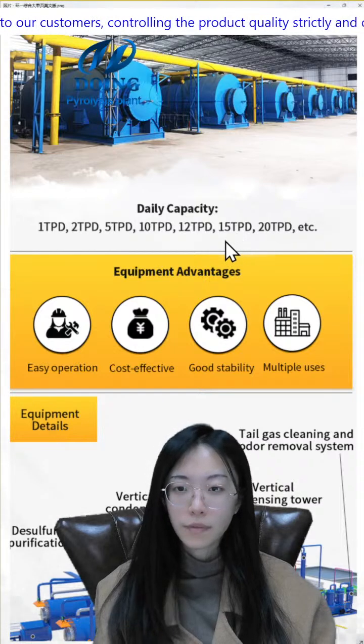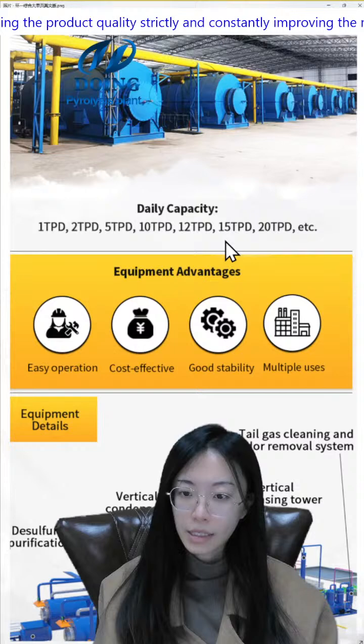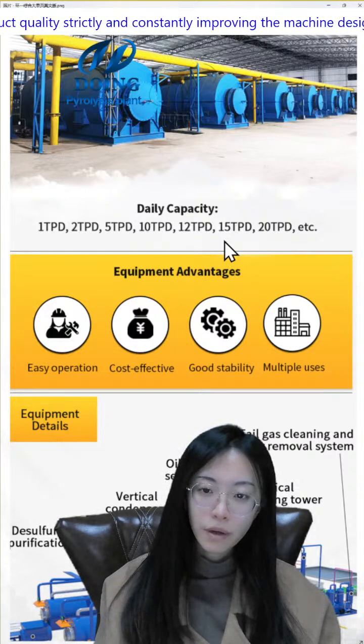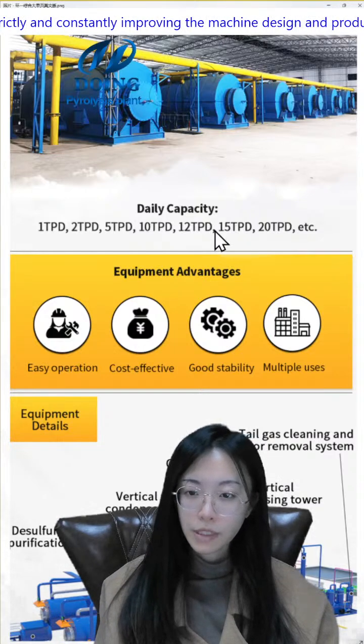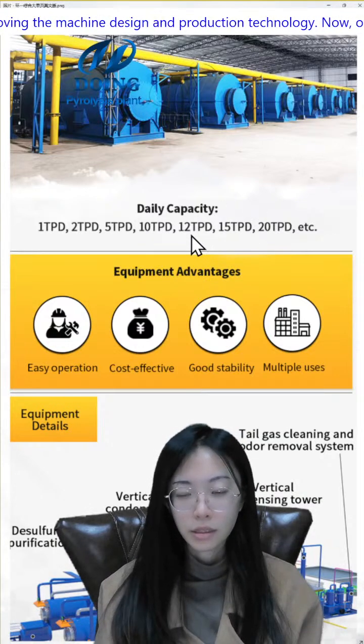About the capacity, it will depend on the material you need to process per day. And most of our customers will choose 12 ton per day or 15 ton per day for waste tire and waste plastic.